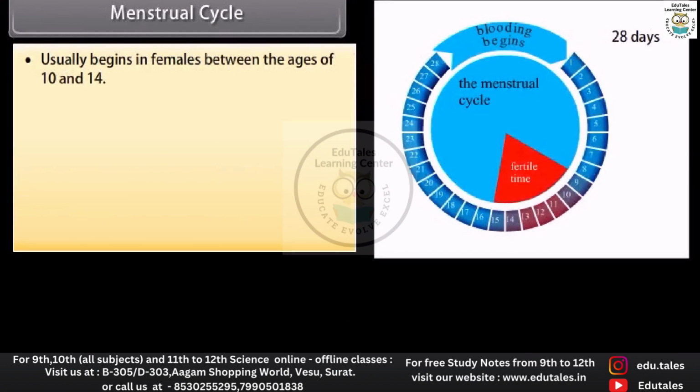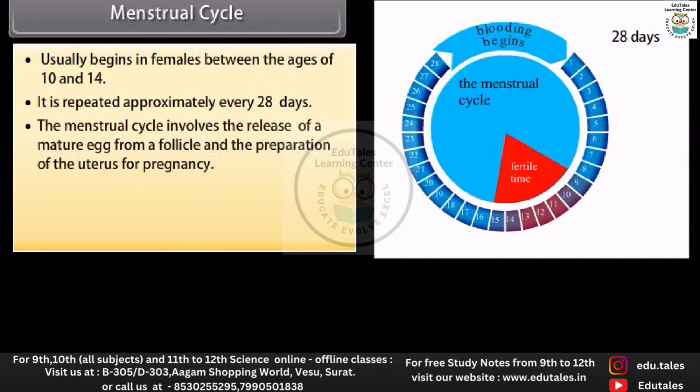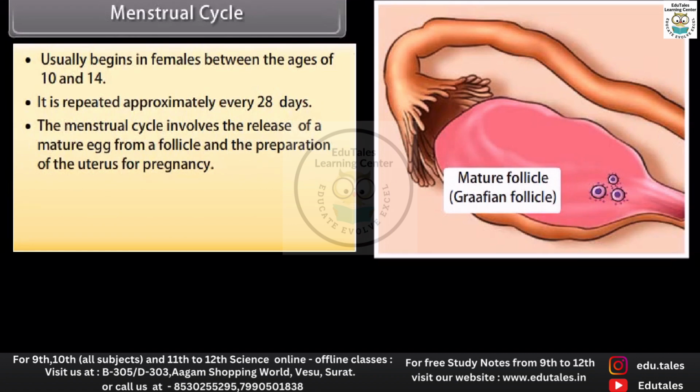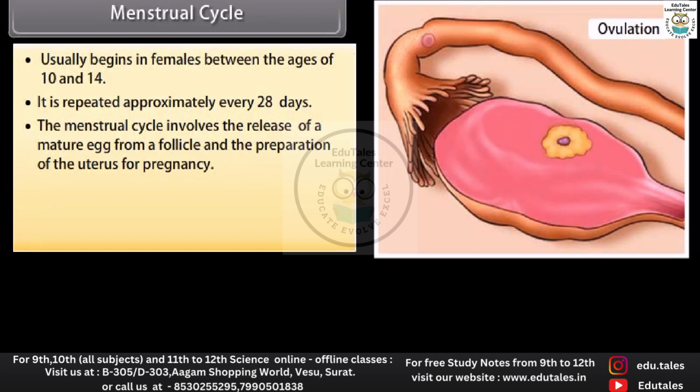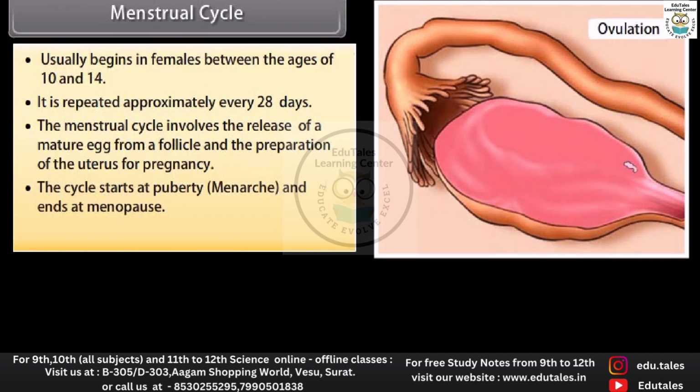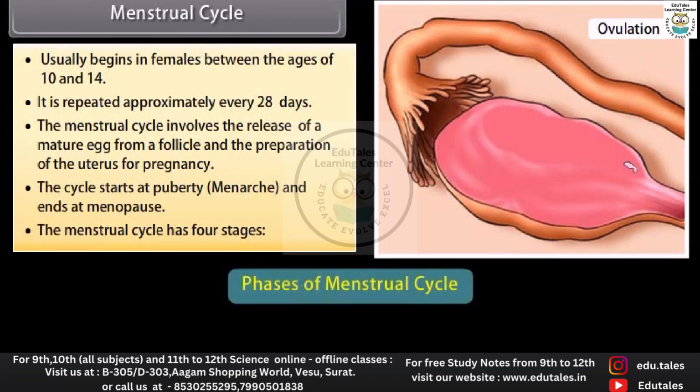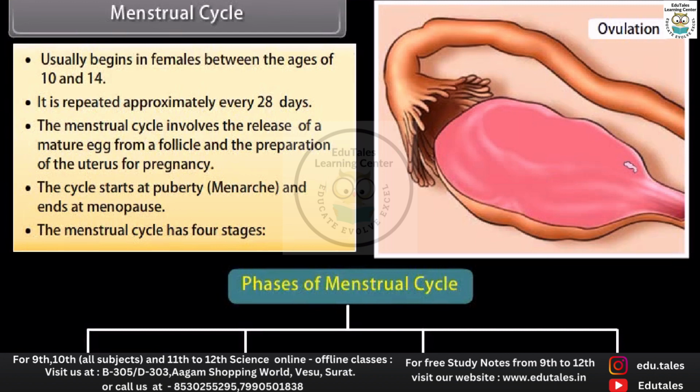Menstrual cycle usually begins in females between the age of 10 and 14. It is repeated approximately every 28 days. The menstrual cycle involves the release of a mature egg from a follicle and the preparation of the uterus for pregnancy. The cycle starts at puberty or menarche and ends at menopause. The menstrual cycle has 4 stages. Phases of menstrual cycle: follicle phase, ovulation, corpus luteum phase, menstruation.